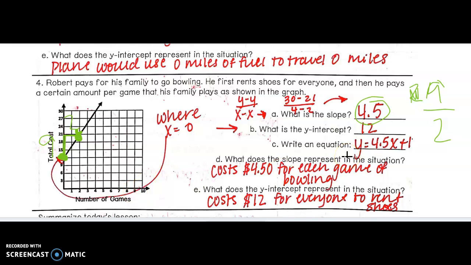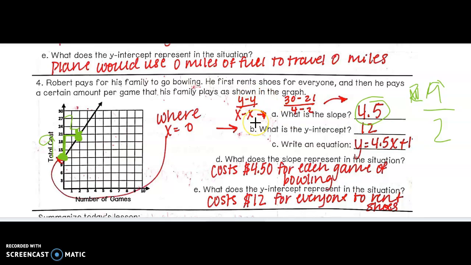Okay, so picking up where we left off, this question was also asking what is the y-intercept? Well, if this is the y-axis, it intercepts the y-axis at 12. That means for 0 games, it still costs $12. So the y-intercept is 12.